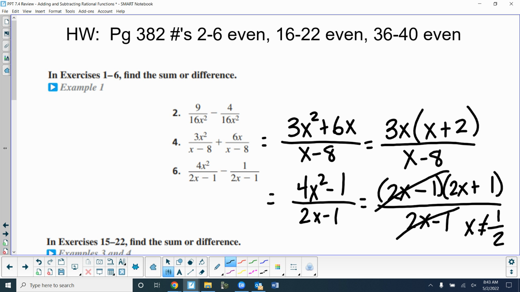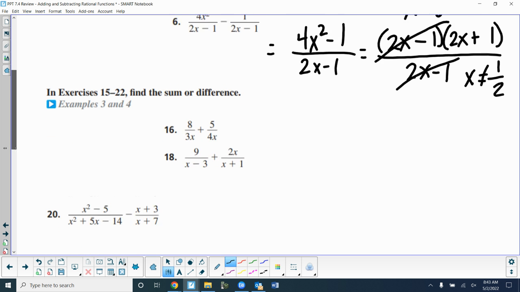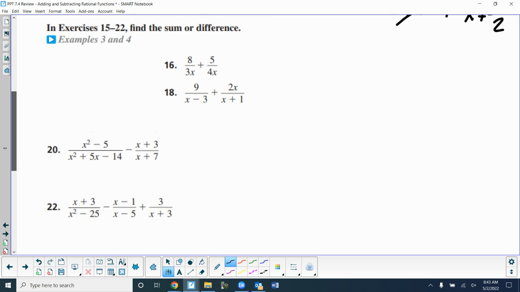16 to 20? Even, right? 22, yeah. Yeah, there they are. Okay? So we have to find common denominators for these. All right? The common denominator for 16 would be 12x, right? I see a 3, a 4, and an x, right?